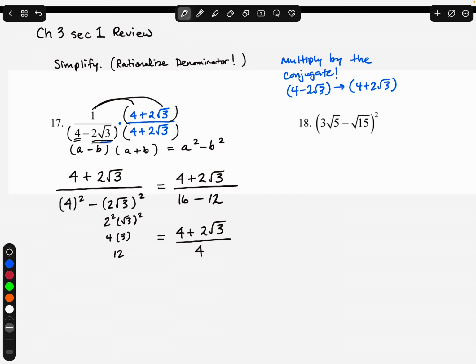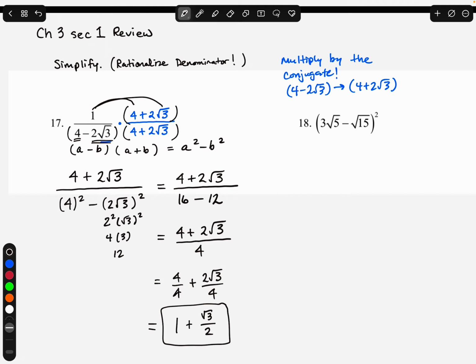Now in this case, we can actually simplify this down a little bit more. Let's give each term in the numerator its own denominator. So we have 4 fourths plus 2 radical 3 fourths, which is going to give us 1 plus radical 3 over 2. And that is the answer we're looking for. All right, let's go on to 18.